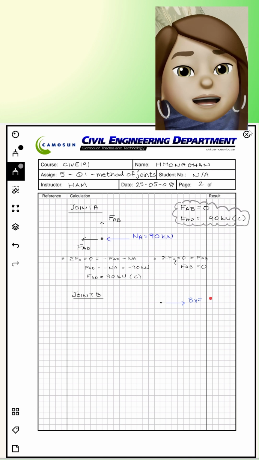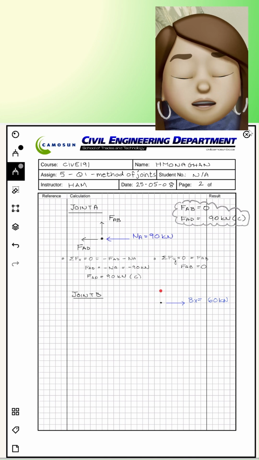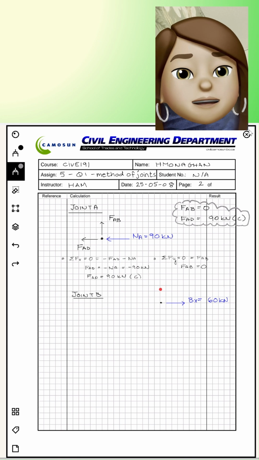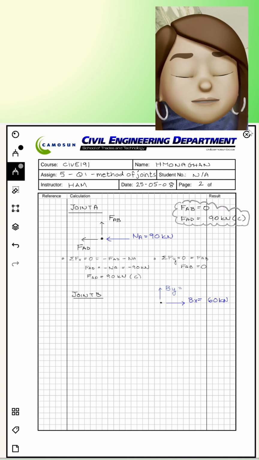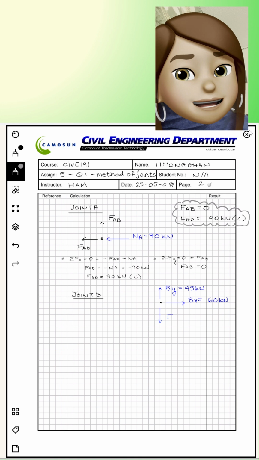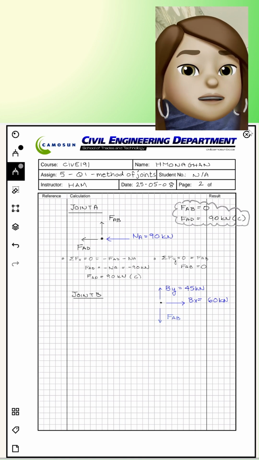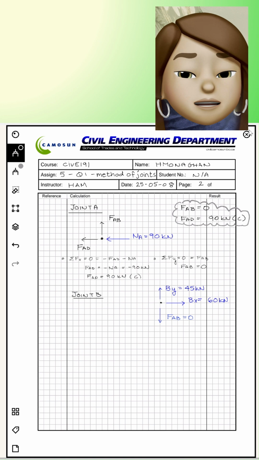So here's joint B. Look, got a little dot there, that's a joint. We're going to identify all the external loads that are acting on it. So those two reactions, BX with its magnitude of 60 kilonewtons, and that BY, that 45 kilonewtons going up, trying to keep it from falling down. And then we're going to again identify the members that are coming into it in tension. We've got to start somewhere. We've got to guess something. So we've got 3 members coming into this joint.